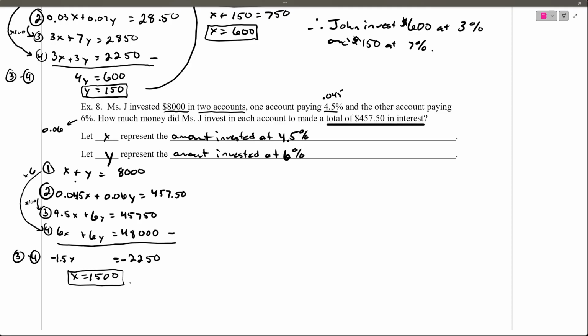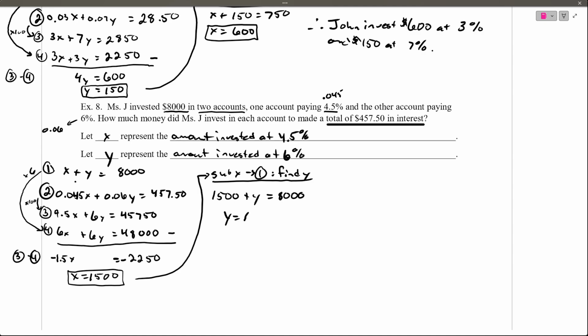Okay. So now that is the amount invested at 4.5%. But we still need to figure out how much was invested at 6%. So we're going to take this number, sub x into the easiest equation, which is, of course, equation number 1, and we're going to find y this time. So we have x, which is 1,500, plus y is equal to 8,000. Subtract both sides by 1,500, so we end up with y is equal to 6,500.